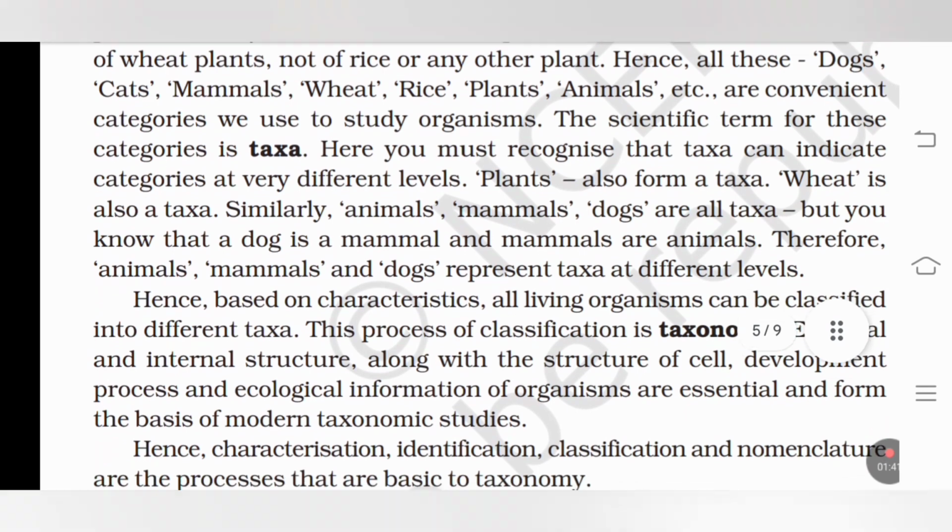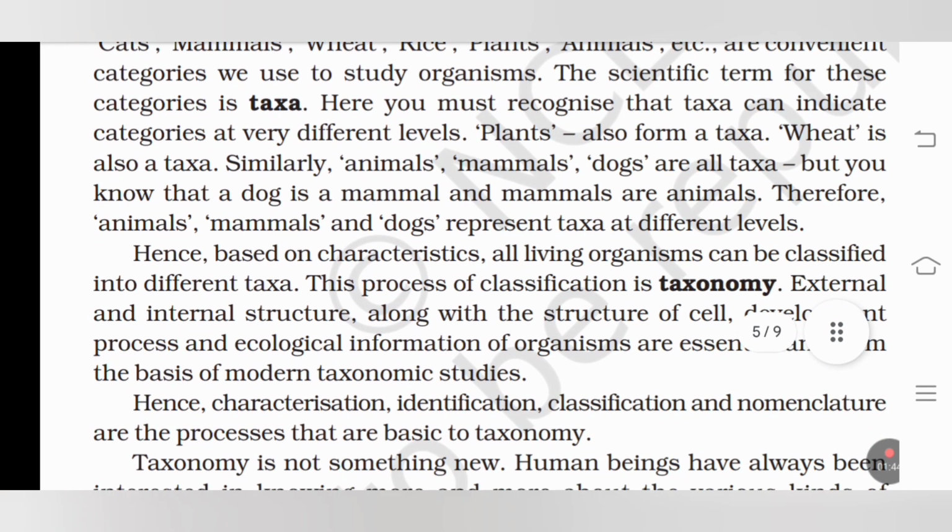The scientific term for this category is taxa. Here you must recognize that taxa can indicate categories at very different levels. Plants also form a taxa. Wheat is also a taxa. Similarly, animals, mammals, dogs are all taxa. But you know that a dog is a mammal and mammals are animals. Therefore, animals, mammals and dogs represent taxa at different levels. Hence, based on characters, all living organisms can be classified into different taxa.